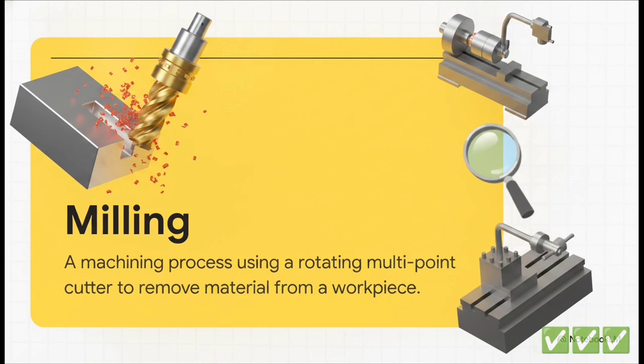Just to ground ourselves quickly, here is the fundamental definition. Milling is a machining process using a rotating, multi-point cutter to remove material from a workpiece. Now, you know how on a lathe the workpiece spins and the tool stays stationary? Well, milling completely flips that dynamic. Here, the workpiece is clamped firmly in place, and a multi-tooth cutter spins at crazy high speeds, plunging into the metal to carve out incredibly complex, precise parts from a solid block.